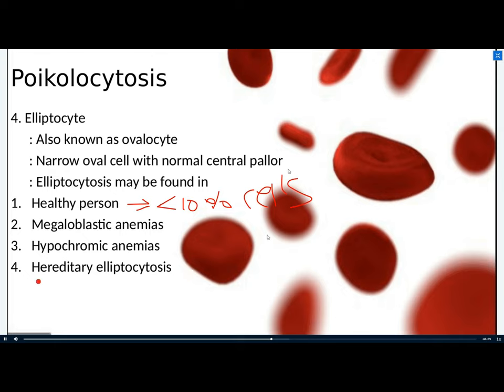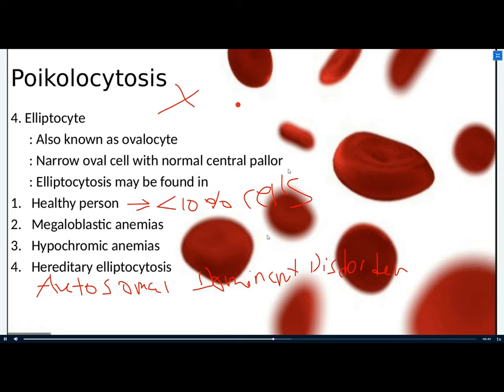Now, your hereditary elliptocytosis, class, is an autosomal dominant disorder. So, when you say autosomal dominant, class, imagine this is the father, then this is the mother. If the father has elliptocytosis and the mother does not have, it will still get inherited by the son. So kahit isa lang yung meron, it can still be inherited. Compared to your recessive, kailangan dalawa yung meron. Again, your hereditary elliptocytosis is an autosomal dominant disorder wherein even if one parent has it, it can still get inherited by the child.